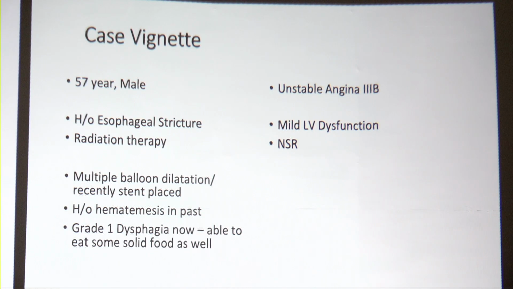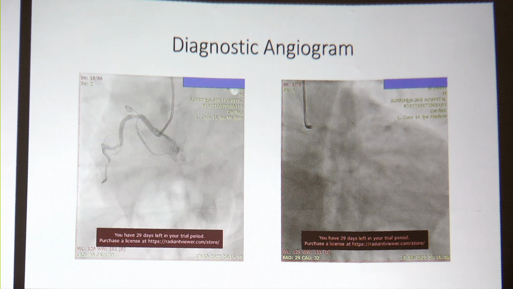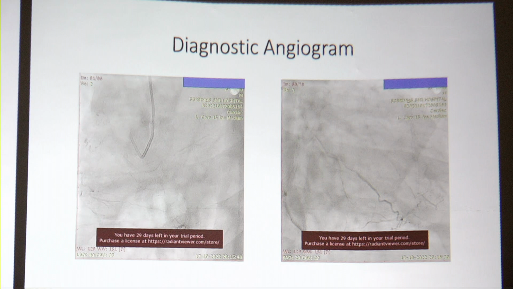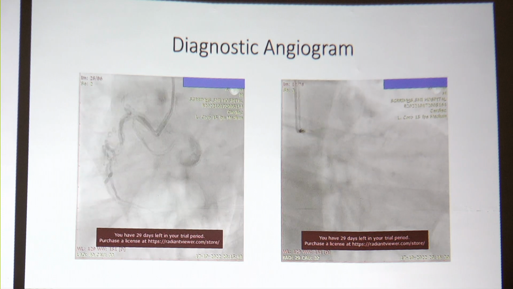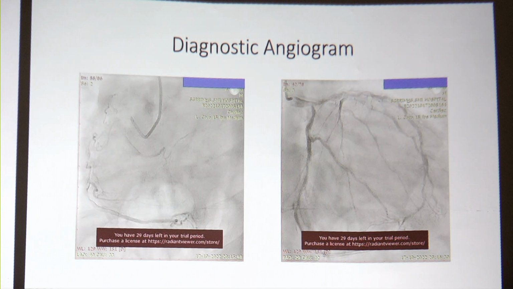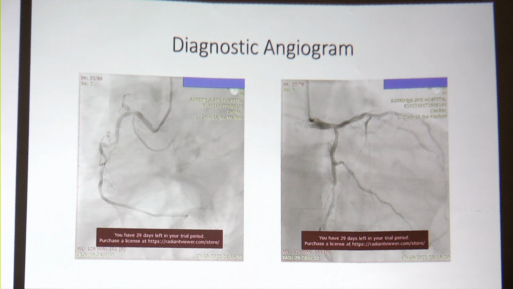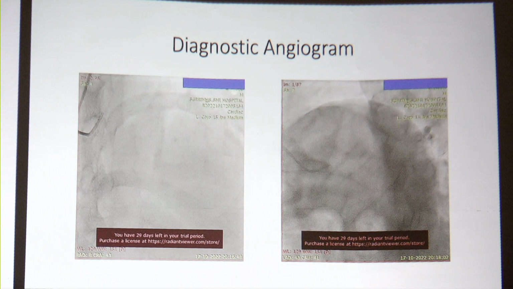My last case would exemplify the combination of these two. This was a 57-year-old male, a high bleeding risk patient, past history of hematemesis, esophageal stricture, presented to us with unstable angina. The left side angiogram shows a severe disease in distal LM bifurcation, but that extends into both osteoproximal LAD and LCX. The stenosis in LCX is a very long segment stenosis.